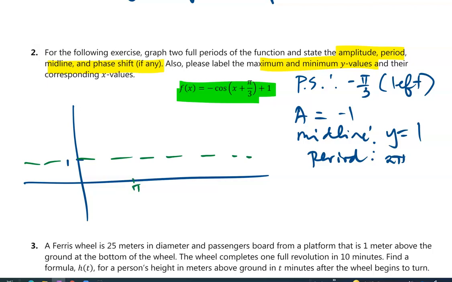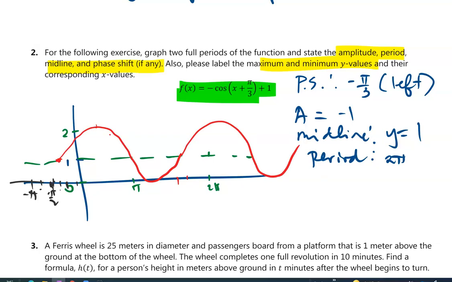Say this is pi, this is 2 pi, and amplitude is 1, so you go up 1 here, and this is 0. This is negative cosine, and since your phase shift is pi over 3 to the left, this is negative pi over 3 here, and you should start here, and you should have one cycle and another one like this. Okay.